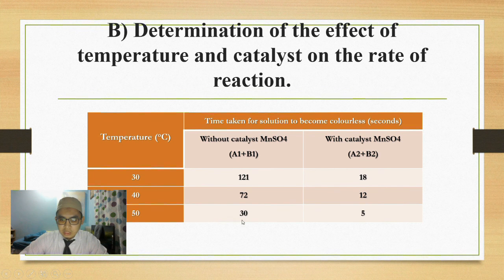And here are the solutions where we added the sulfuric acid in flask A2 plus B2. At 30 Celsius, we got 18 seconds for it to be colorless, and for 40 Celsius, it will disappear in 12 seconds. At 50 Celsius, it will disappear in 5 seconds.